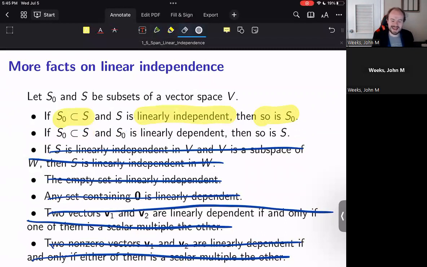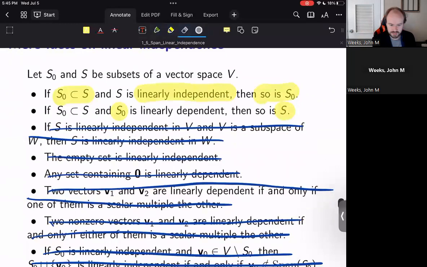Same sort of idea. If S naught is a subset of S and S naught is linearly dependent, that means that you can write one vector as a linear combination of the others, then so is S itself, the bigger set. That's because you can just take that same non-trivial solution that equals 0 inside of S naught and get to write one of those vectors as a linear combination of the others. So it's just the same sort of deal.